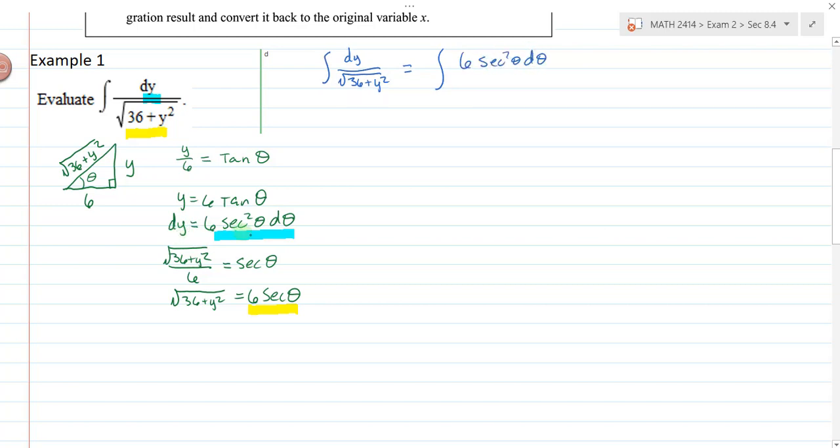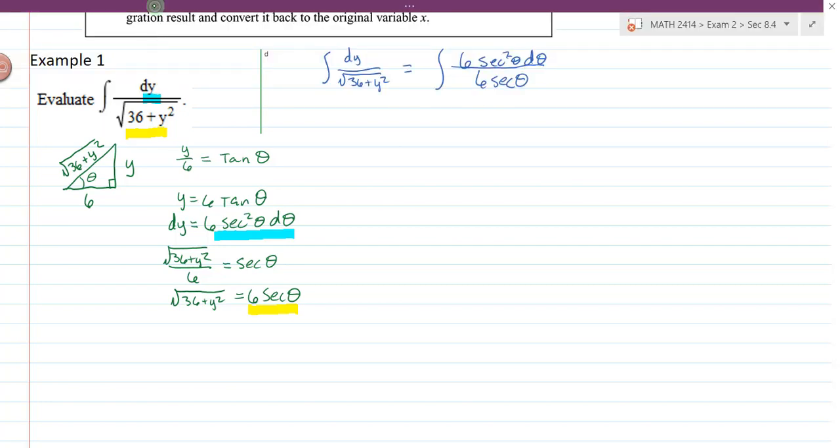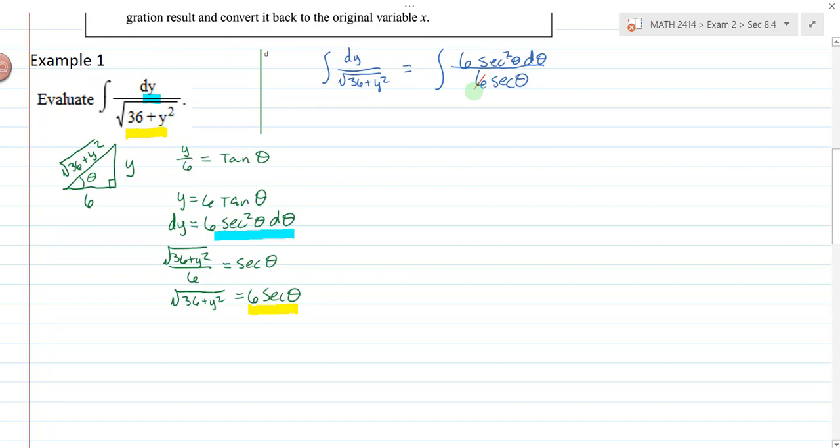In place of the dy, I'm going to plug in the 6 secant squared theta d theta, and then in place of the radical, I'm going to plug in 6 secant theta. Now this integral doesn't look terribly difficult, because first of all, these 6's are going to cancel out, and this secant will cancel with one of those secants, and I'm left with the integral of secant theta d theta.